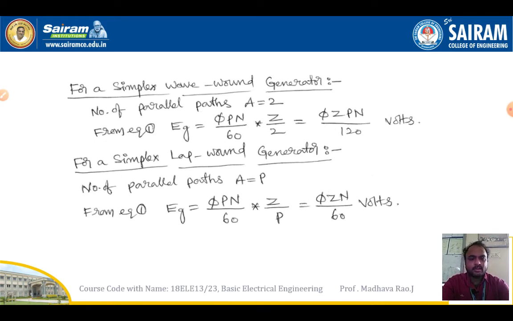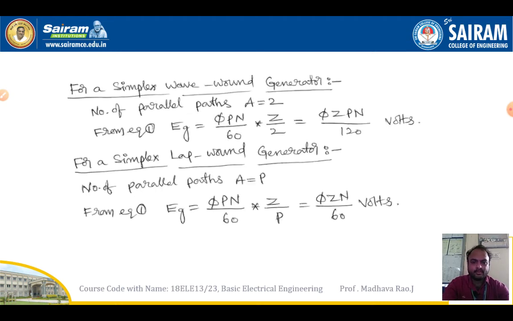Suppose we consider different types of armature winding generators. Here we have two types of windings used in DC generator. One is wave type of winding, another one is lap type of winding. For a simplex wave wound generator, number of parallel paths A is equal to 2. From equation 1, Eg is equal to ΦPN by 60 into Z by A. Here A is equal to 2, which we substitute. So, for a simplex wave wound generator, the EMF equation is Eg is equal to ΦZPN by 120.